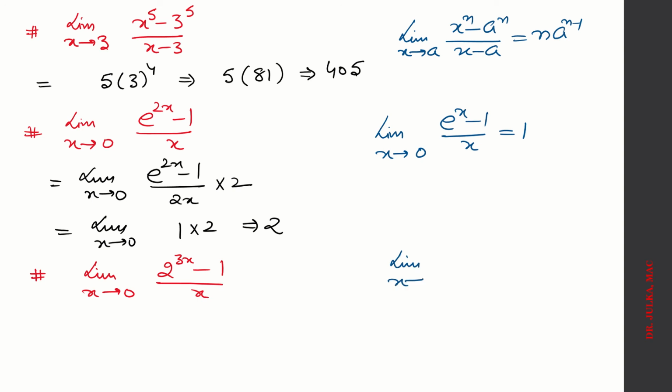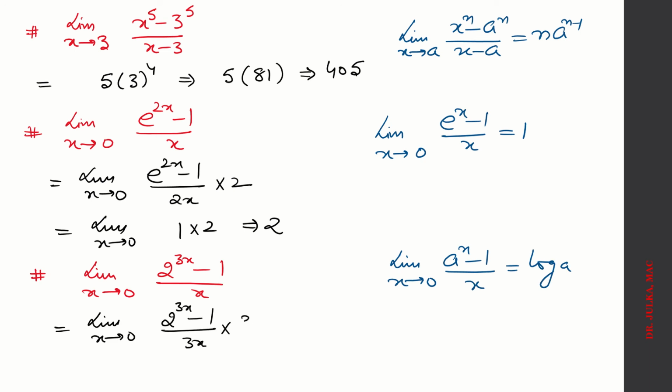Next question, limit x tends to 0, 2 raised to the power 3x minus 1 upon x. We know the formula, limit x tends to 0, a raised to the power x minus 1 whole divided by x is log a. So in this, divide and multiply by 3. When we divide and multiply by 3, we get log 2 into 3. The answer is 3 log 2.